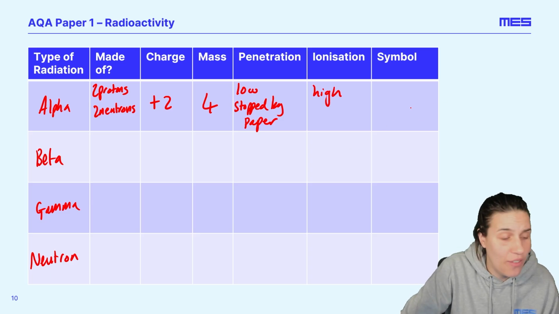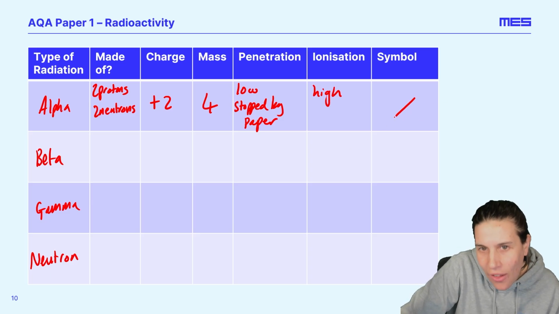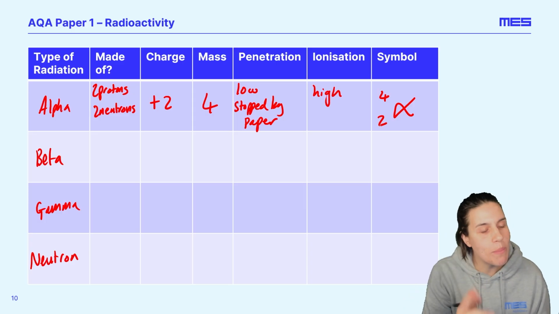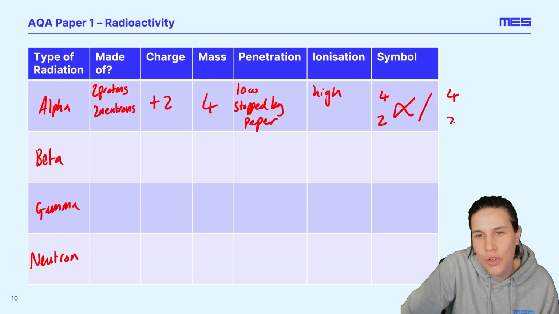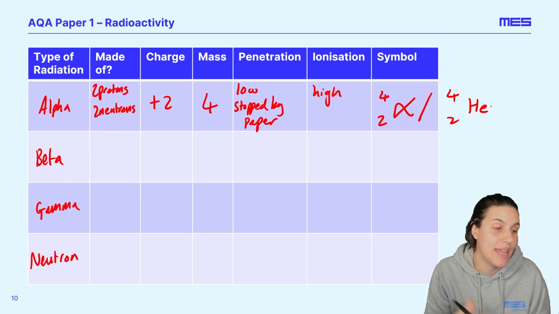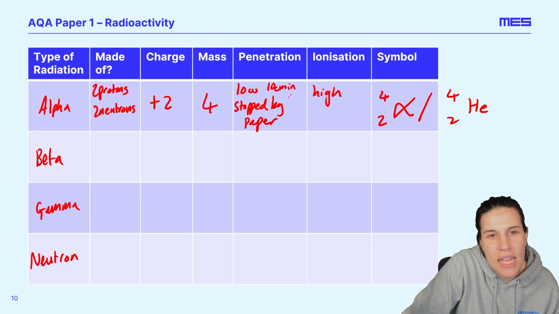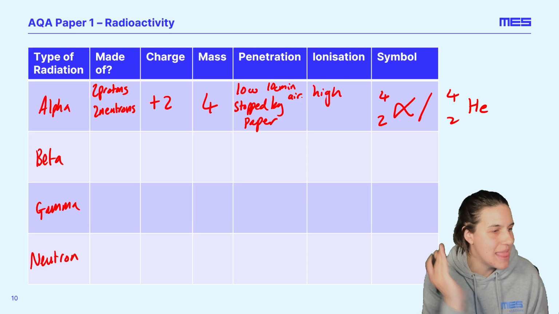Now, the symbol for alpha, if you're writing a decay equation, is alpha, mass number of 4, proton number of 2. Sometimes it can actually also be written as 4,2 helium, because it can be written as a helium nucleus. And we've got about 10 centimeters in air. Perfect. Right, let's go for beta next.